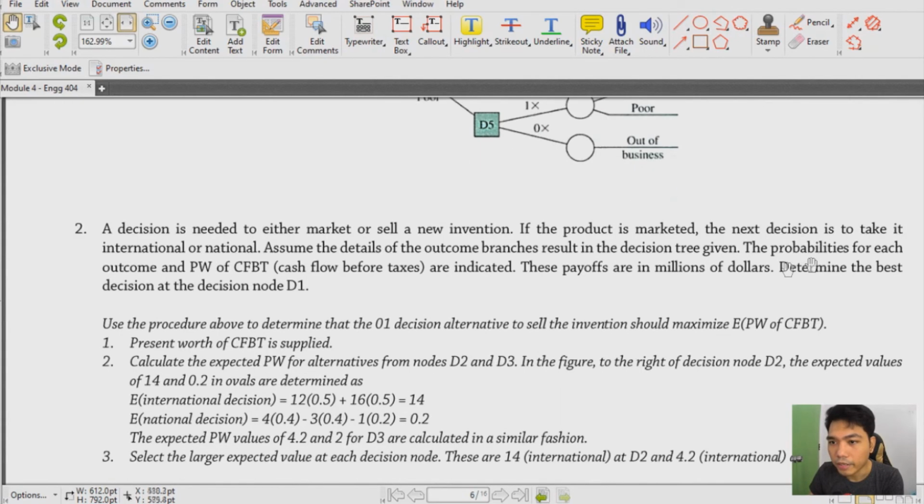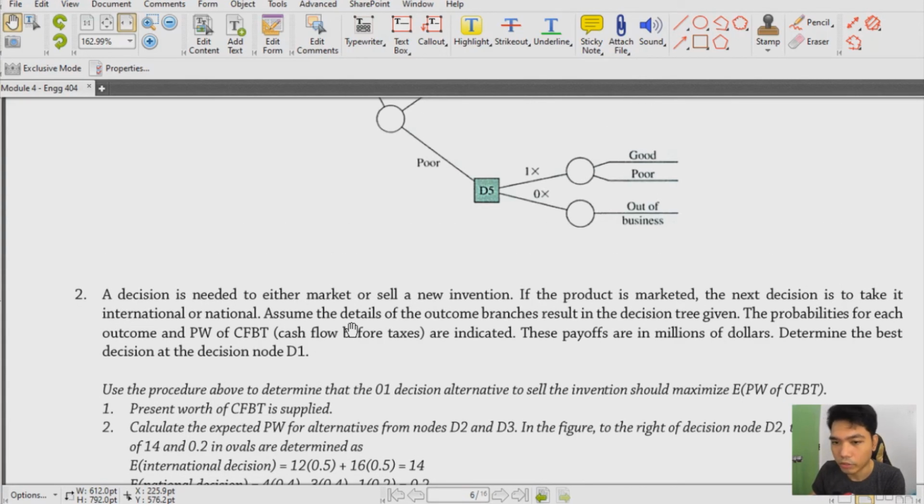Okay, and for number 2, a decision is needed to either market or sell a new invention. If the product is marketed, the next decision is to take it international or national. Assume that the details of the outcome branches result to the decision tree given, and then the probabilities for each outcome and PW of CFBT are indicated. So unlike the number 1, this certain number has a probability. So in this case, we can actually determine yung best natin na decision that we can do. So these payoffs are in millions of dollars and determine the best decision of the decision node 1. So pwede tayong gumawa ng best decision dito kasi may probability sa binigay. Pero kung wala naman, then it's quite impossible for us to determine that.